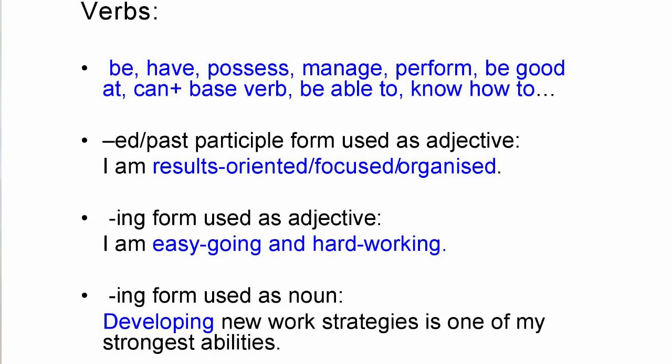I am results orientated. I am focused. I am organized. Now the ing form as an adjective. I am easygoing and hardworking. And finally, the ing form used as a noun. We sometimes call this a gerund, and it's at the start of a sentence. Developing new work strategies is one of my strongest abilities.